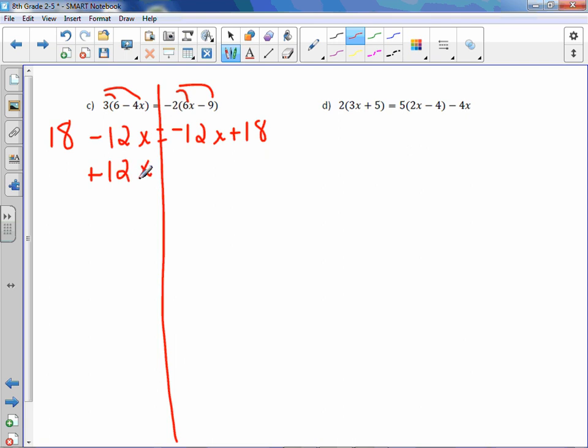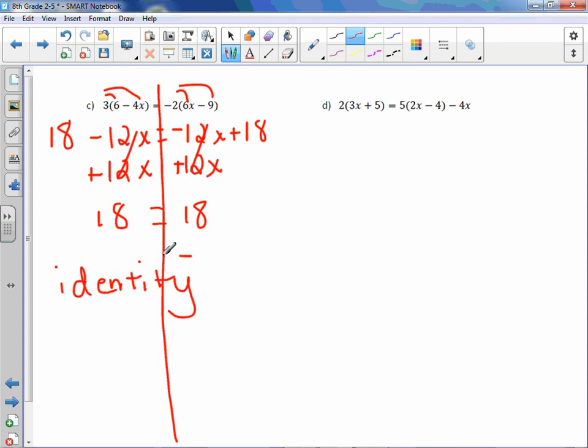Add 12x to both sides. Cancels out on the left, leaves me with 18 equals. And it also cancels out on the right, which leaves me with 18. Because 18 does in fact equal 18, this is an identity. All values of x are a solution, all real numbers.